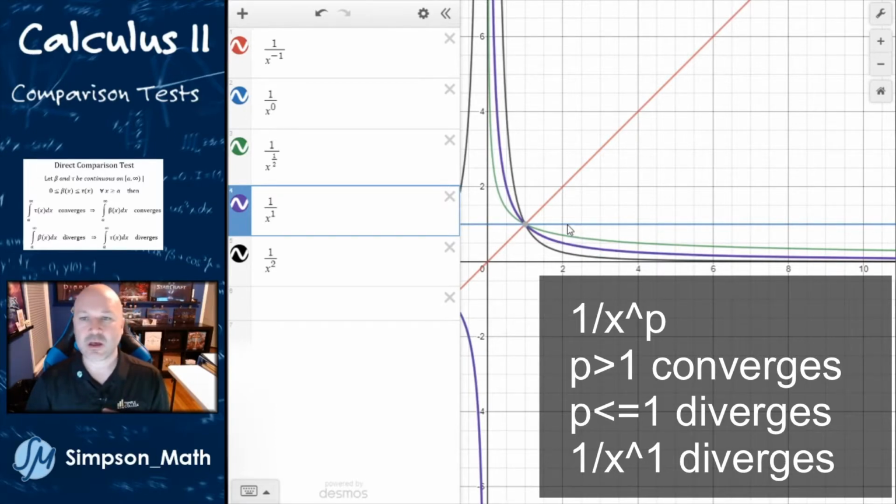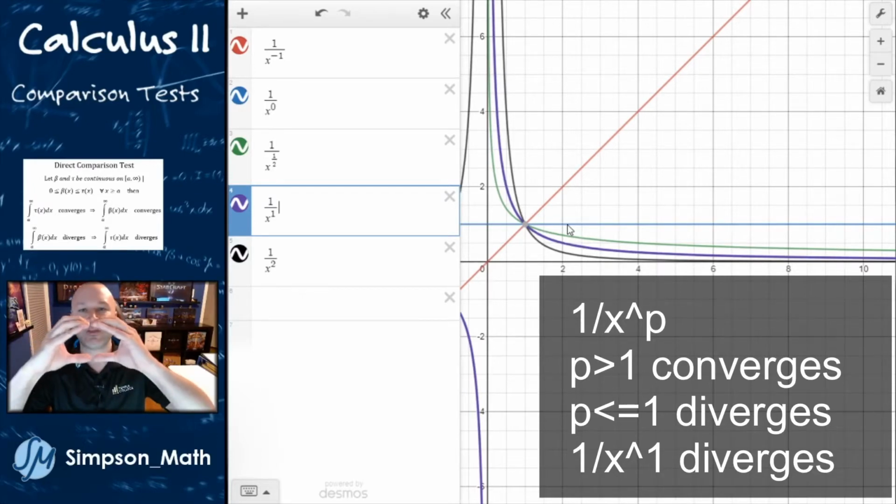So we get into this comparison where I can kind of compare the areas of one function to the other, especially if I have the graphs graphed out like this. I can start to say, well, this area is convergent. This one's a little bit smaller, so I think it should converge as well.